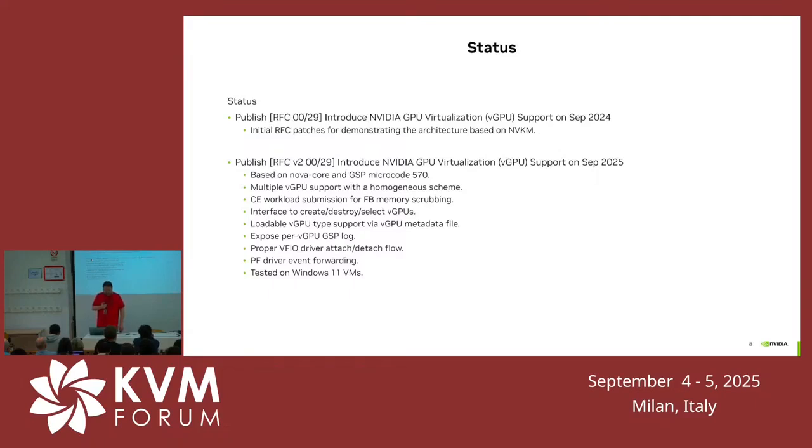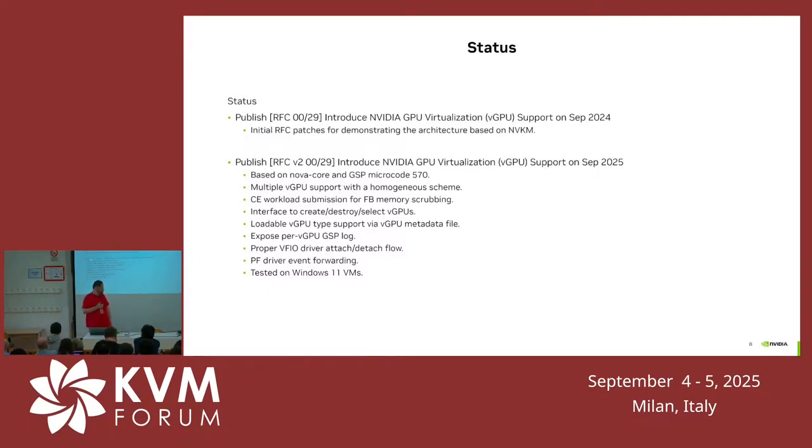You can also find the C workload submission for memory scrubbing, and the implementation of the sysfs interface to select the vGPU. You can also download the vGPU type file from the link. The first RFC didn't have any debug interface. Now we have a debug interface, which means we can try to handle more bug reports.